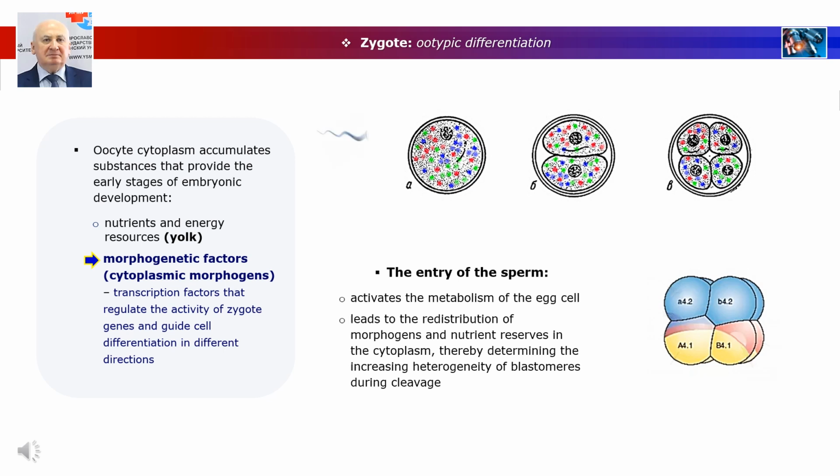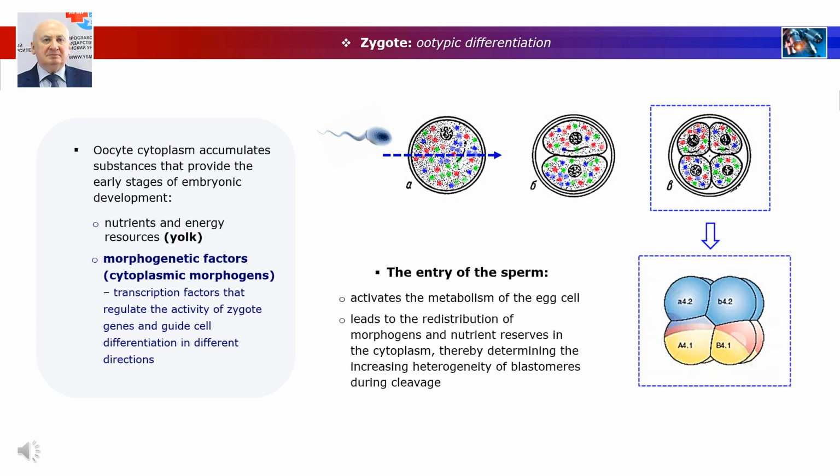The entry of the sperm sharply activates the metabolism of the egg cell. The trajectory of sperm entry into the egg cell leads to the redistribution of morphogens and nutrient reserves in the cell, thereby determining the increasing heterogeneity of blastomeres during cleavage. The figure shows that already at the stage of 4 blastomeres, the sets of morphogens in neighboring cells differ significantly. Heterogeneous blastomeres possessing different cytoplasmic heredity further differentiate into various types of cells within the embryo.